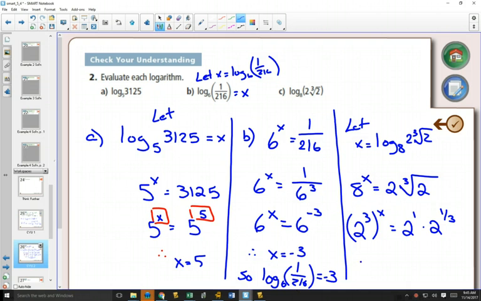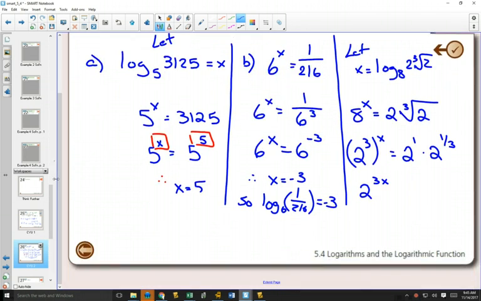So on the left-hand side, I'm just going to have 2 to the 3x. On the right-hand side, I'm going to have 2 to the, what do we do when the bases are the same? We add the exponents. How do we add fractions? We need a common denominator. Can you see the 1 is 3 over 3? 3 over 3 plus 1 over 3. This will be 4 over 3.